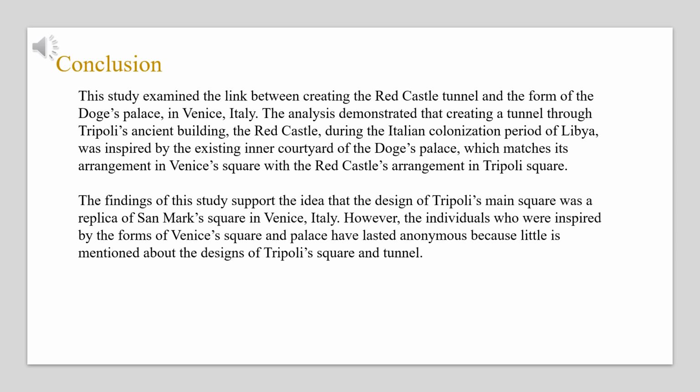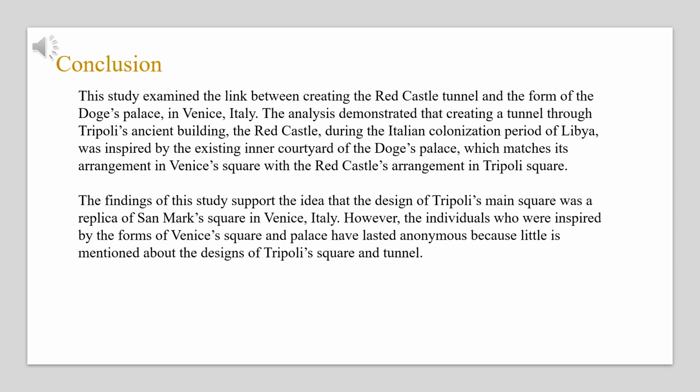To conclude, this study examined the link between creating the Red Castle Tunnel and the form of the Doge's Palace in Venice, Italy. The analysis demonstrated that creating a tunnel through Tripoli's ancient building, the Red Castle, during the Italian colonization period of Libya was inspired by the existing inner courtyard of the Doge's Palace, which matches its arrangement in Venice Square with the Red Castle's arrangement in Tripoli Square.